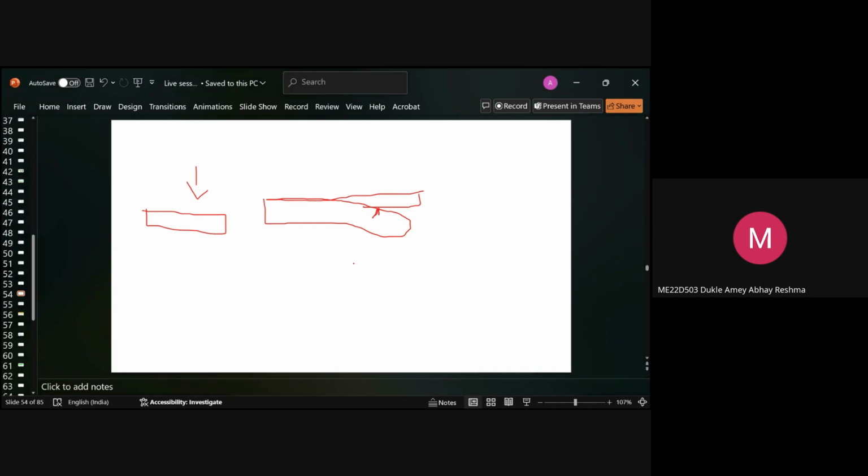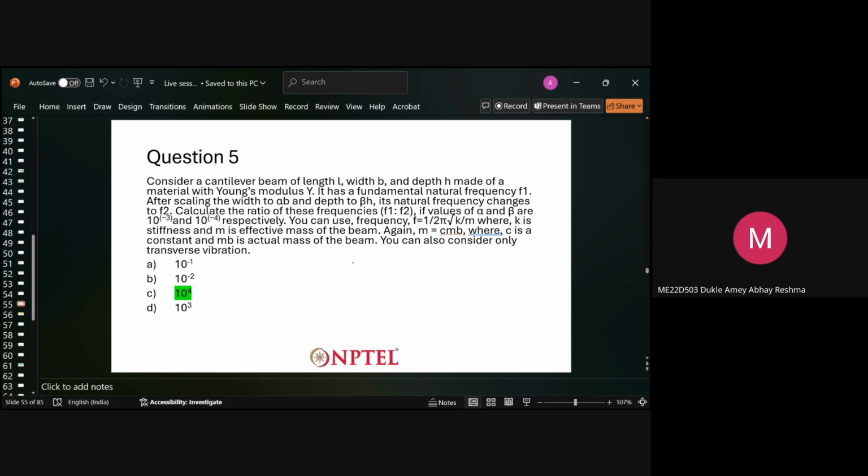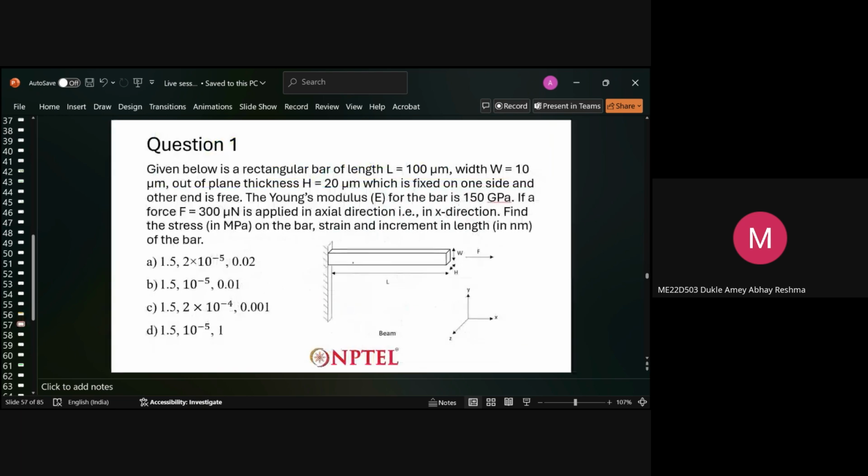Basically, depending on the cross-sectional area, the deflection changes. So that is why the elastic constant is related to the cross-sectional area, and that is why you're getting the W and H in your equations.